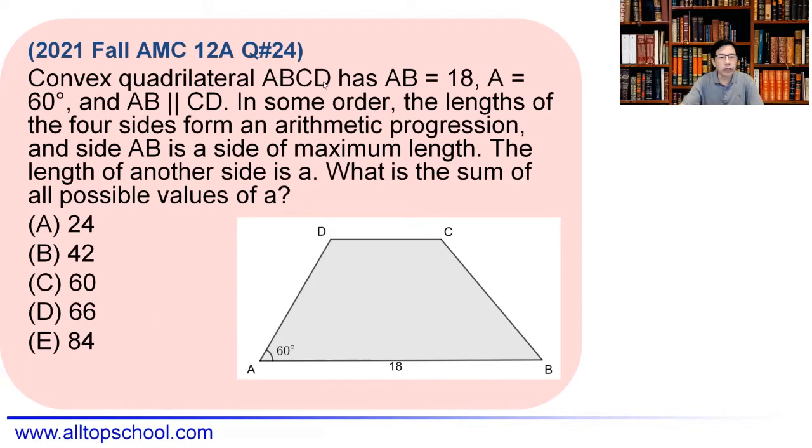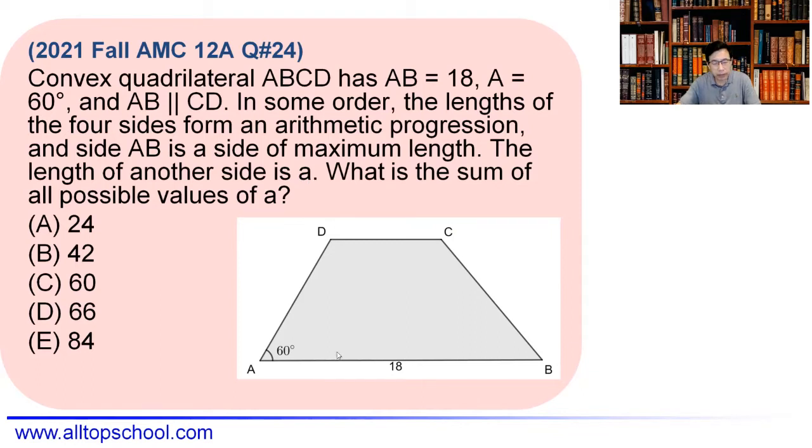Convex quadrilateral ABCD has AB equal to 18, angle A equals 60 degrees. That's on the bottom corner. Actually, this diagram was not provided earlier. And AB is parallel to CD. In some order, the lengths of the four sides form an arithmetic progression, and side AB is a side of maximum length. The length of another side is A.